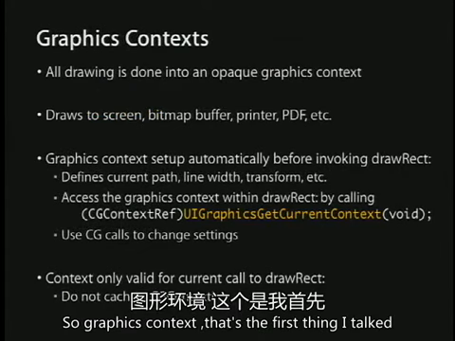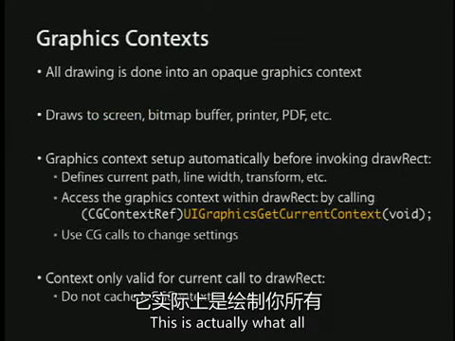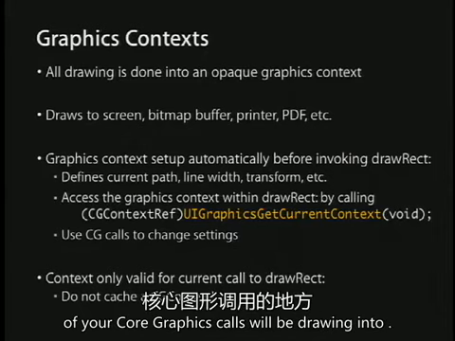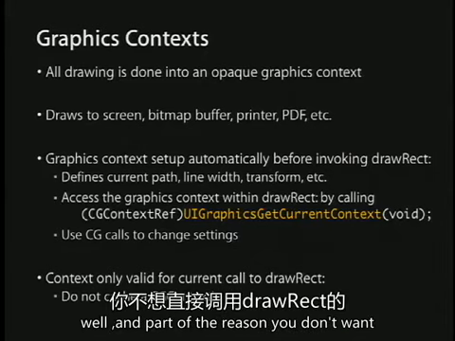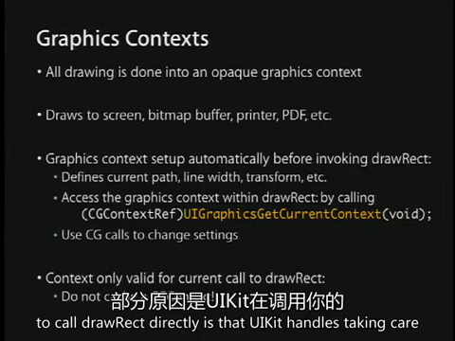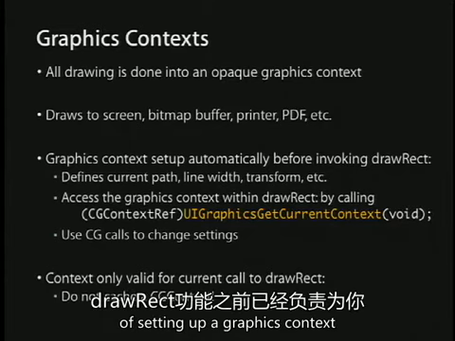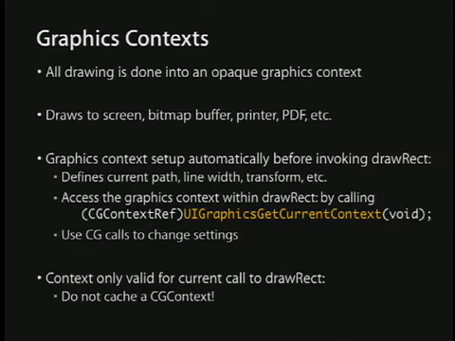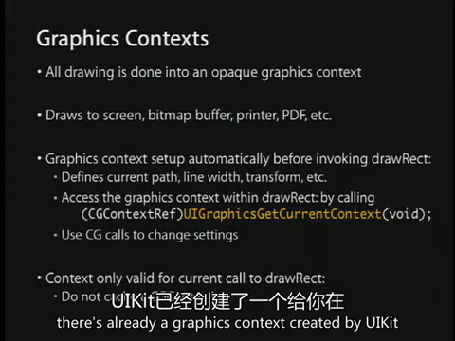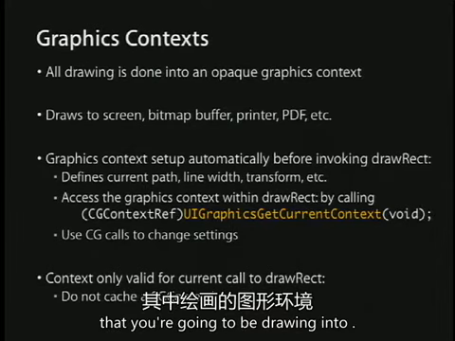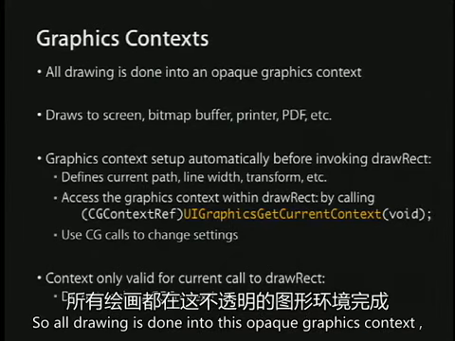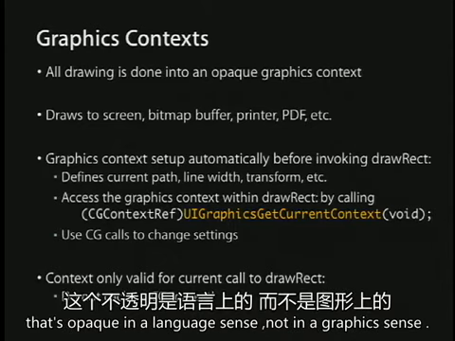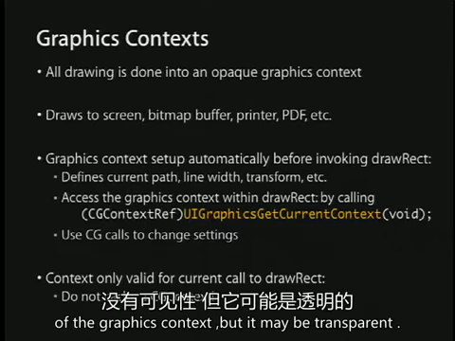So graphics context, that's the first thing I talked about there. This is actually what all of your Core Graphics calls will be drawing into. And part of the reason you don't want to call drawRect directly is that UIKit handles taking care of setting up a graphics context for you before it calls your drawRect method. So when drawRect is called, there's already a graphics context created by UIKit that you're going to be drawing into. So all drawing is done into this opaque graphics context. That's opaque in the language sense, not in the graphics sense. You don't have visibility into the elements of the graphics context, but it may be transparent.